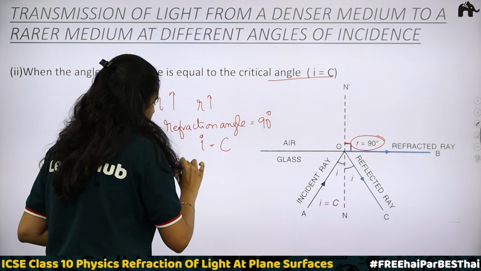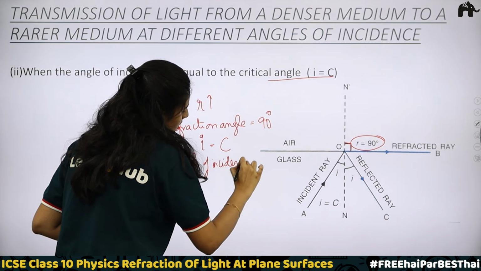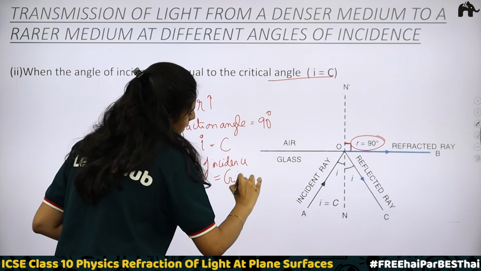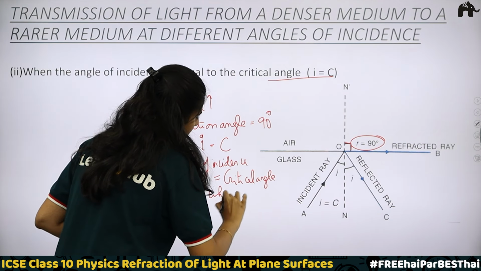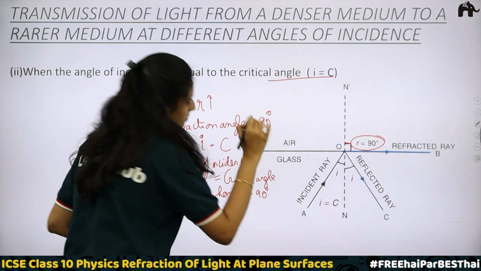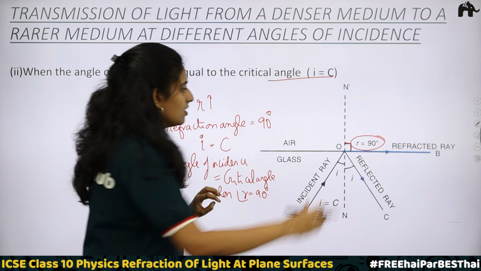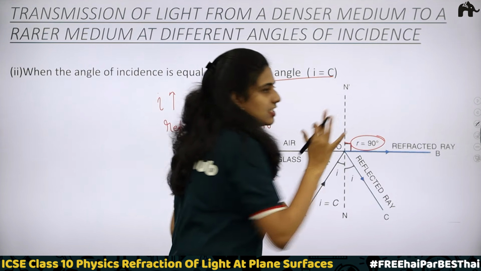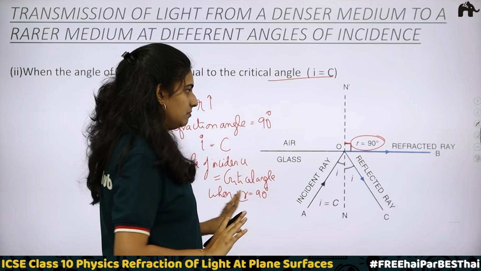Okay, angle of incidence will be equal to critical angle when refraction angle is equal to 90 degree. Okay, so understood what is critical angle? How can you define critical angle? So here, when angle of refraction is 90 degree, angle of incidence is called the critical angle.